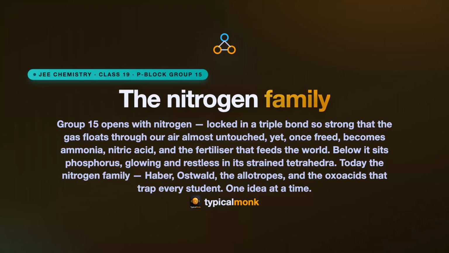Group 15 opens with nitrogen, locked in a triple bond so strong that the gas floats through our air almost untouched. Yet, once freed, it becomes ammonia, nitric acid, and the fertilizer that feeds the world. Below it sits phosphorus, glowing and restless in its strained tetrahedra. Today, the nitrogen family, Haber, Ostwald, the allotropes, and the oxoacids that trap every student, one idea at a time.